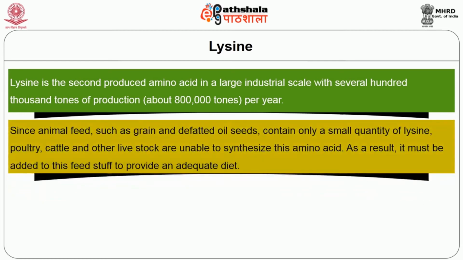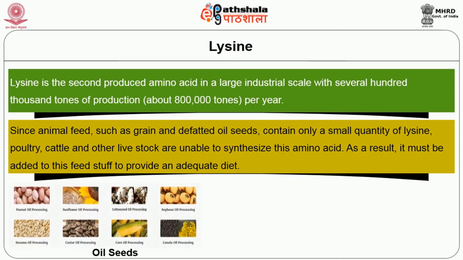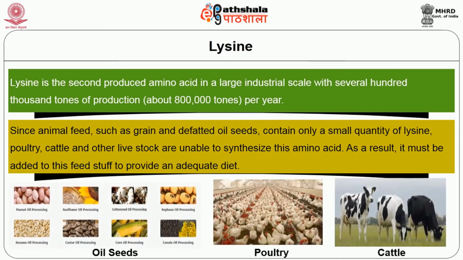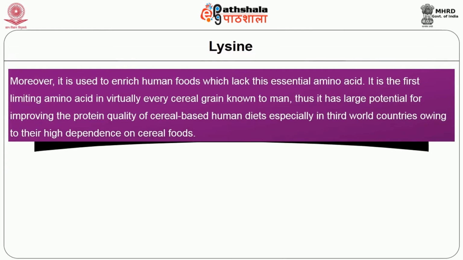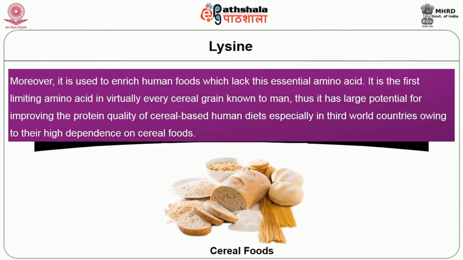Since animal feed such as grain and defatted oil seeds contain only a small quantity of lysine, poultry, cattle and other livestock are unable to synthesize this amino acid. As a result, it must be added to this feedstuff to provide an adequate diet. Moreover, it is used to enrich human foods which lack this essential amino acid.